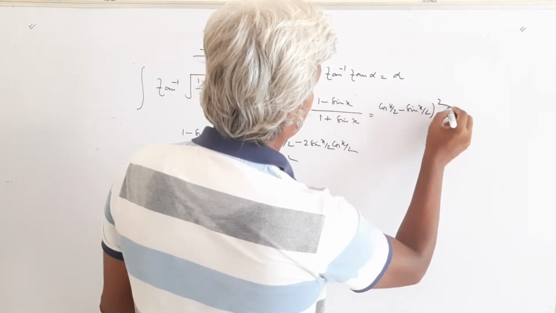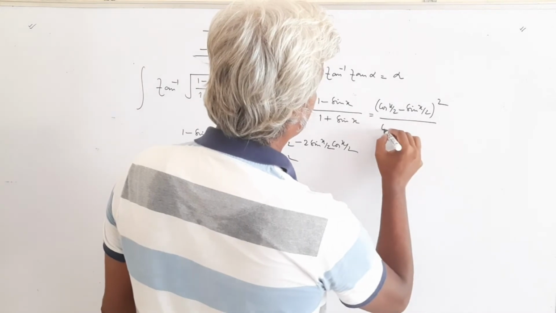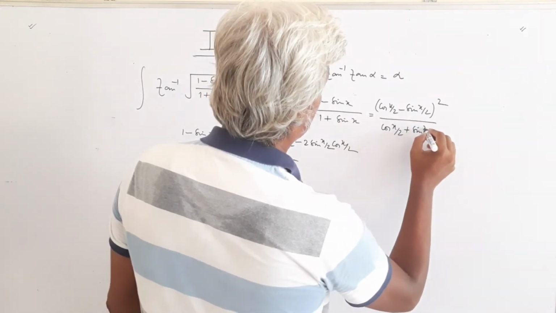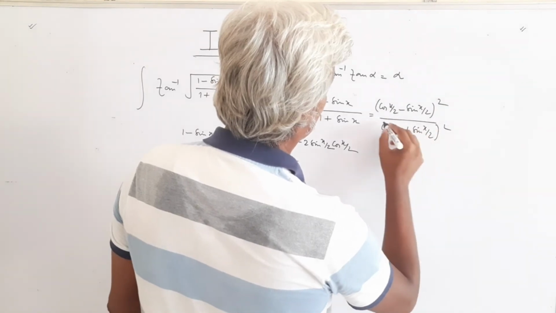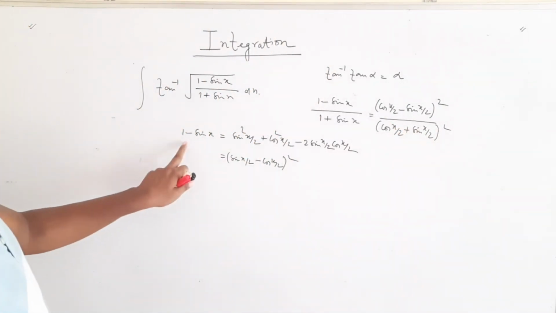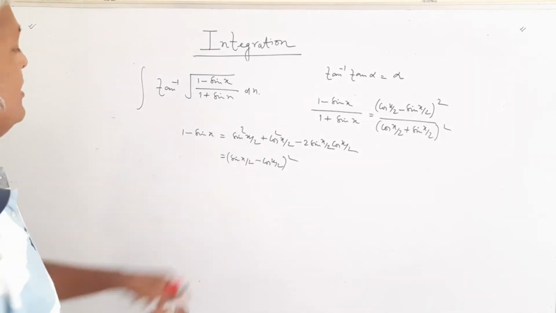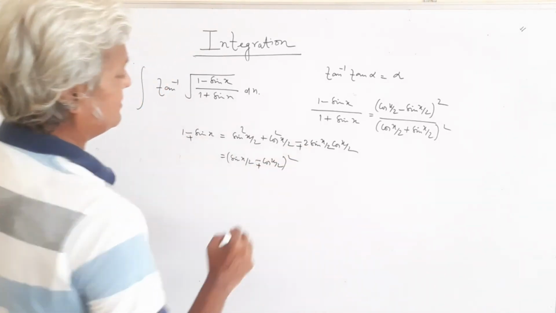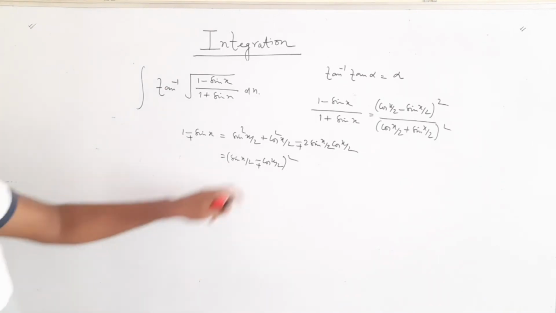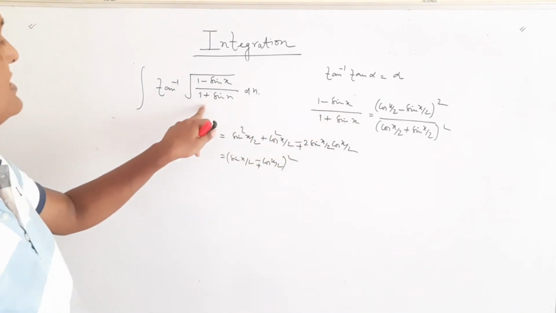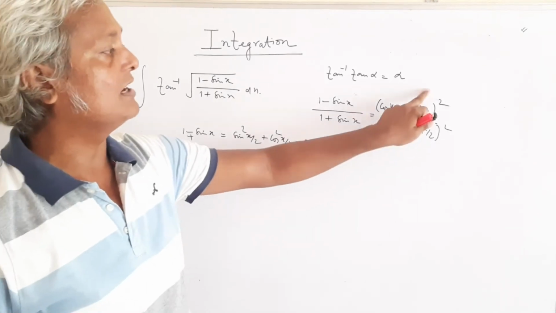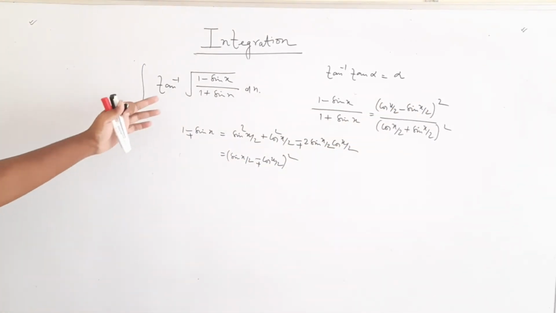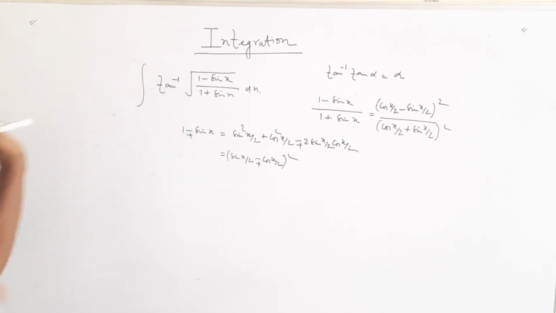So 1 minus sin x can be written as (cos x by 2 minus sin x by 2) whole square over (cos x by 2 plus sin x by 2) whole square. The same method: when it is minus, you have this one, and when you have plus, this will become plus and this will become plus. Now you see the whole expression inside the root has first been converted into perfect squares. So now you can take a sigh of relief because this root is at least gone.